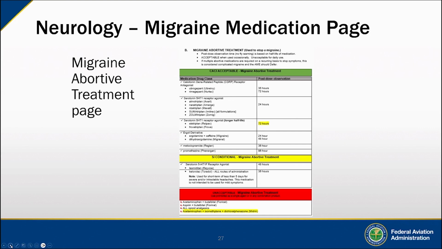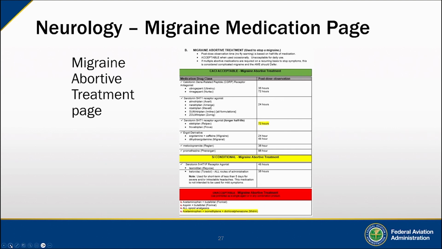And the abortive treatments. So if you have someone that's taking the oral agents for CGRP like Ubrelvy or Nurtec, that would be a 36-hour no-fly for Ubrelvy and a 72 for Nurtec. Nurtec's got a little longer half-life, which is why the longer wait for that one. The triptans, the shorter acting ones are 24 hours. The longer acting ones, which would be Relpax and Frova, those would be a 72-hour wait because they have a much longer half-life in here.